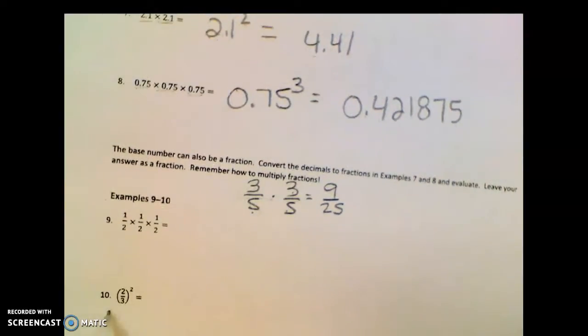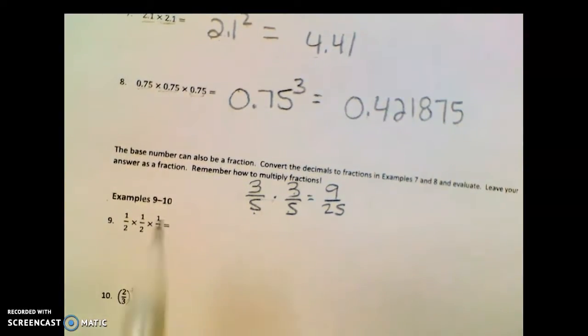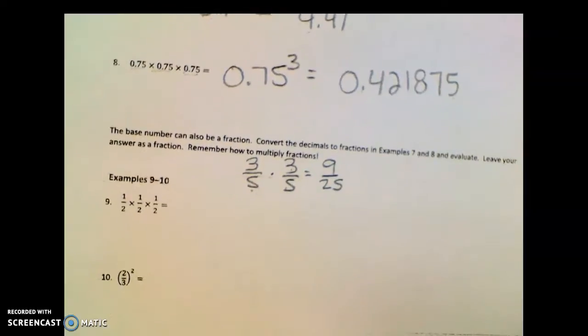So on 9 and 10, write them the alternate version, just like we did up here, and find their value. Evaluate them. When you're finished, check back in to see if you have it correct.